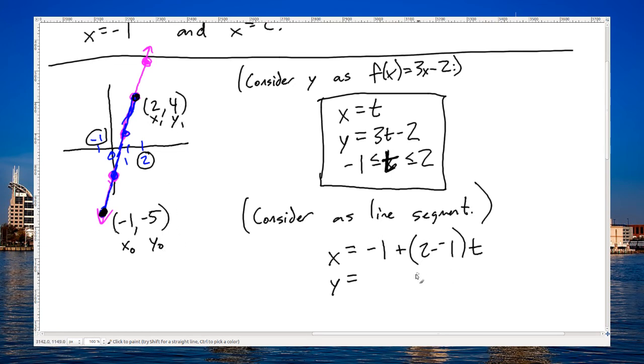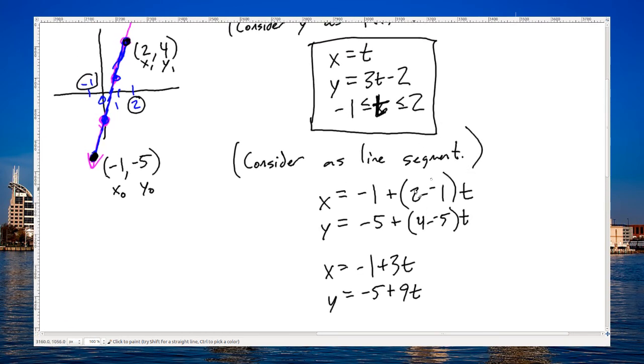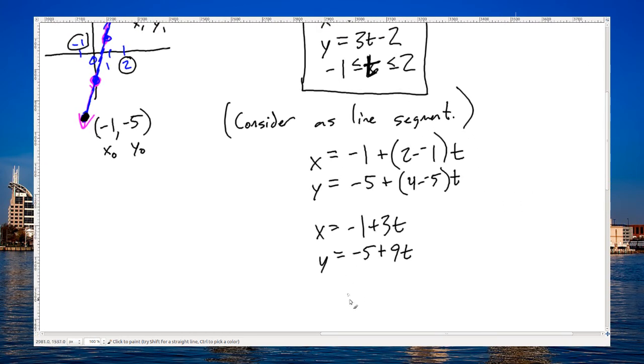y naught is negative 5, plus, let's see here, that's going to be 4 minus a negative 5, t. So I'll simplify those. That's x is negative 1 plus 3t, y is negative 5 plus 9t. And then remember, if you're ever using this formula, it's always for t between 0 and 1.